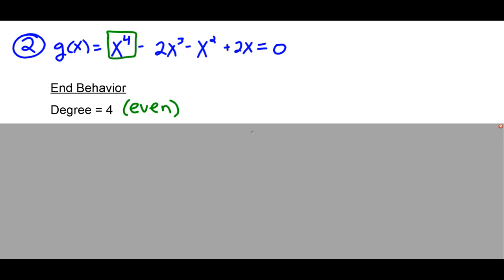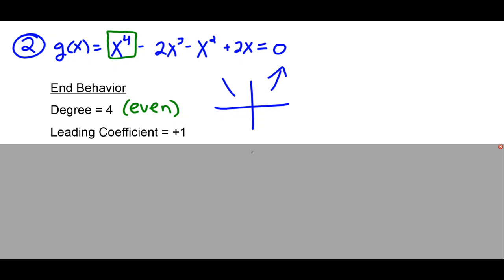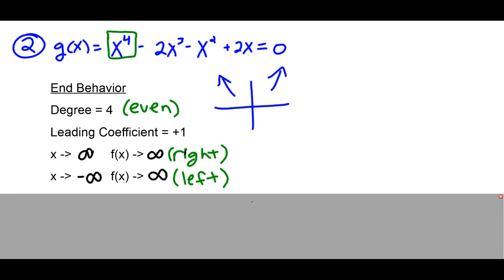So to figure out whether they're both increasing or both decreasing, we need to look at the leading coefficient. And the leading coefficient is a positive 1. It's a positive number. So if it's a positive number, that means that on the right side and the left side, our function's increasing. If the leading coefficient was negative, that would mean that they would both be decreasing. But here's the notation for that. As x approaches infinity, as we approach the right side, f of x, our function, is rising. It's approaching infinity. And then as x approaches negative infinity, that means that our function f of x is also approaching infinity on the left side.